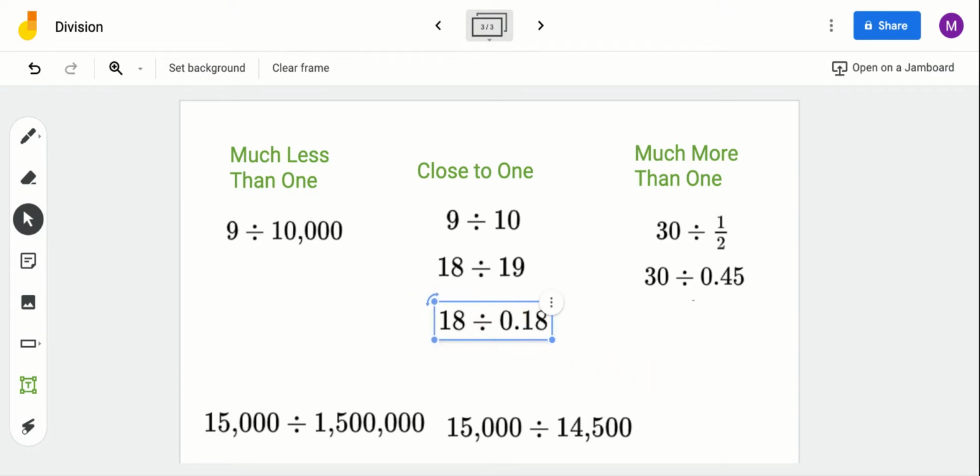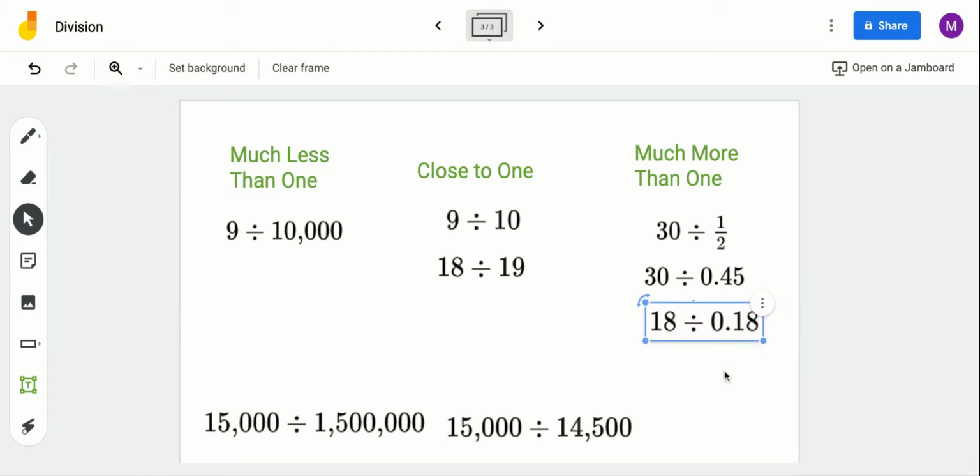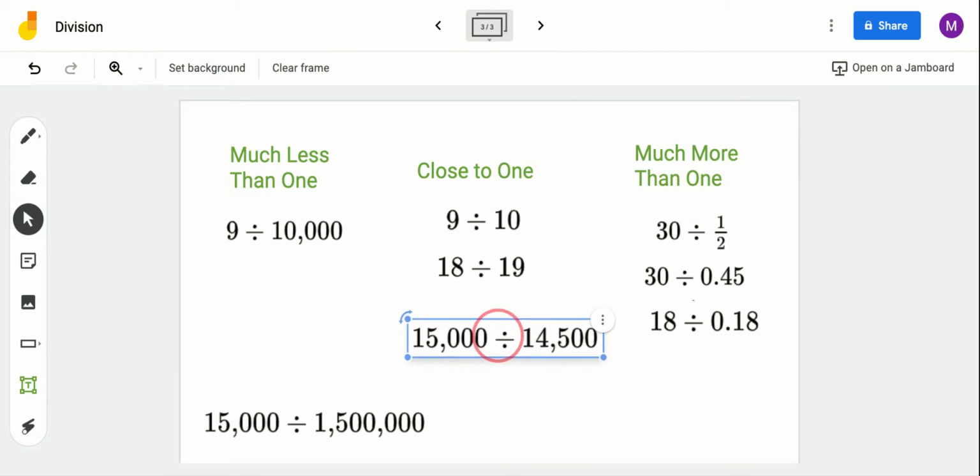18 divided by 0.18. 18 divided by 18 hundredths. Well, this is pretty small, so 18 hundredths, that's almost 2 tenths. And I need 5 2/10s to equal 1. So this is going to be much more than 1. I'm going to have a lot of these 18 hundredths inside of 18. And I can even think about what would I multiply times 18 hundredths to get 18? I would need to multiply by 100.